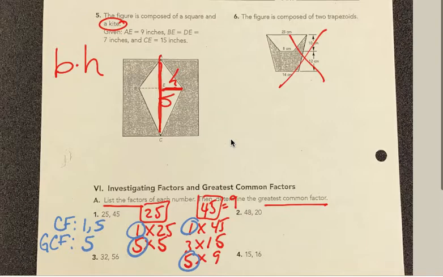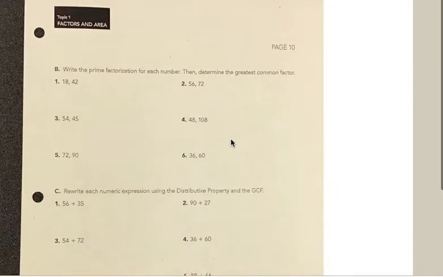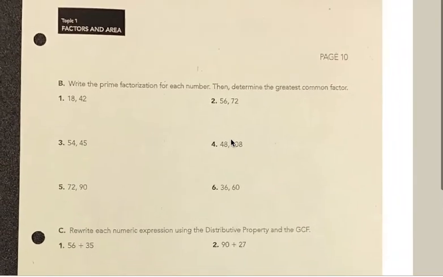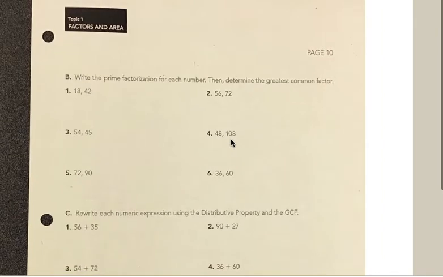Now, let's go to the back side, where we have part B. Now they want you to do some prime factorization like we practiced. It looks like a tree. And then you're going to determine the greatest common factor. So I did 18, and it would look like this. 18, if we did a tree.